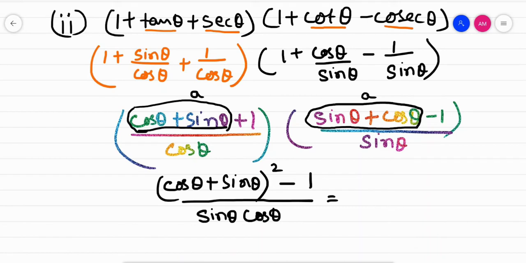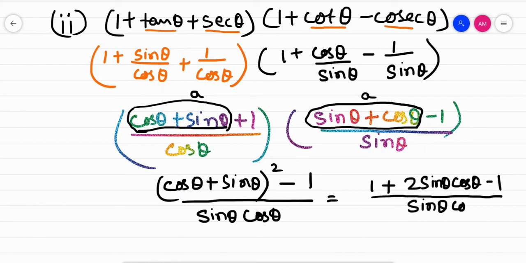Now this will become a square plus b square plus 2ab. Now see, a square plus b square, cos square theta plus sin square theta, that will become 1. 2ab is 2 sin theta cos theta, and you are left with minus 1, divided by sin theta cos theta. Now children, look here. In the numerator plus 1 and minus 1 can be crossed, and you have sin theta cos theta in the denominator and 2 sin theta cos theta in the numerator. So you are left with 2. Your final answer is 2.